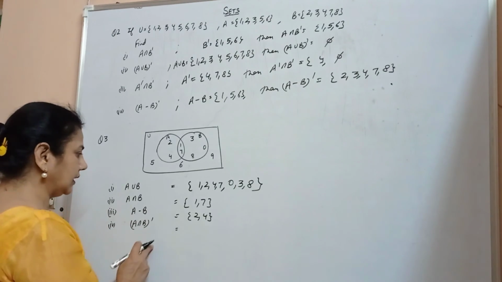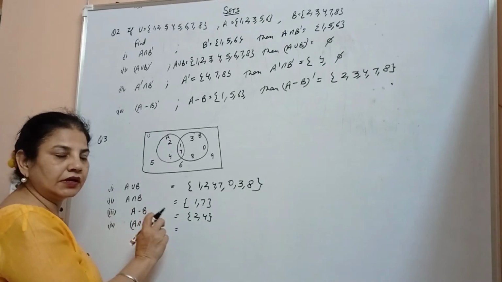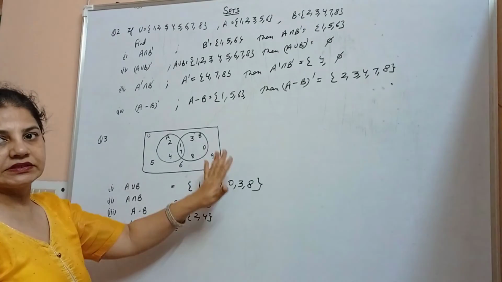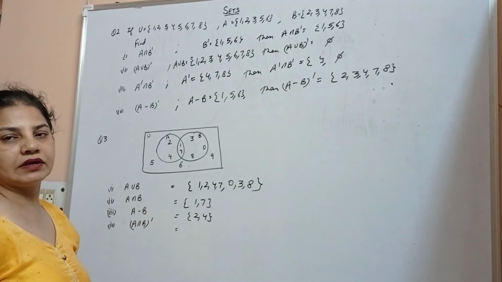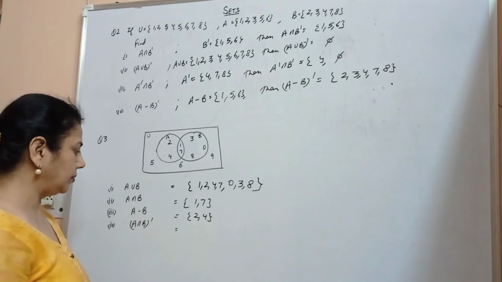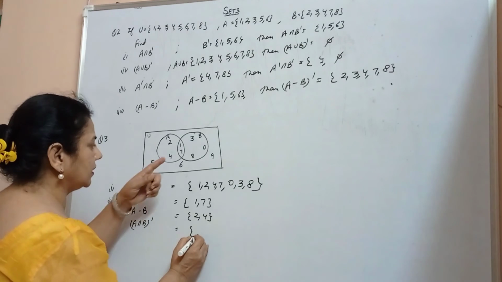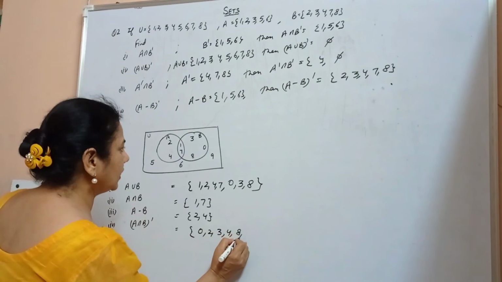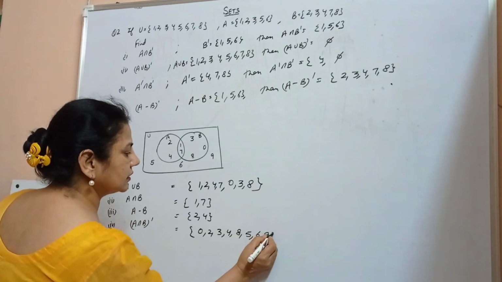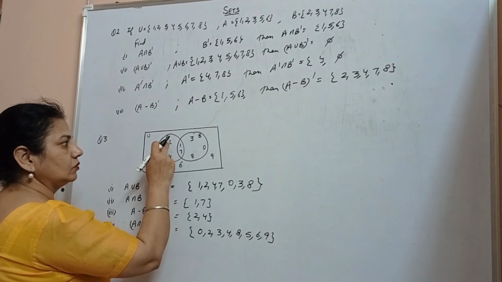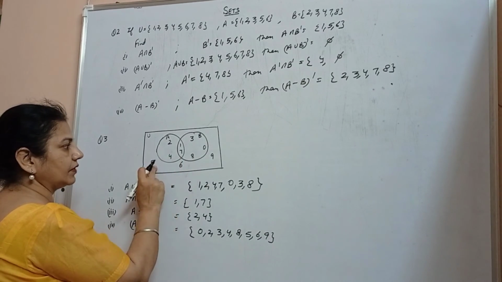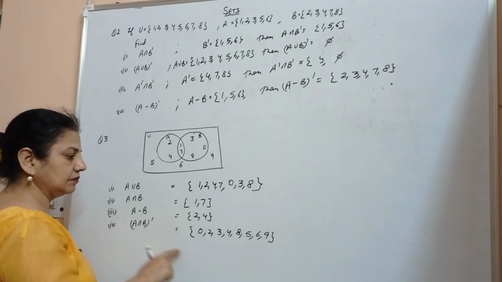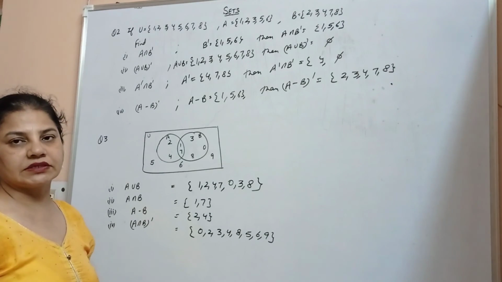A intersection B complement. A intersection B I already calculated. Its complement means excluding 1 and 7, all the elements in this universal set will be A intersection B complement. So all the elements here I will take: 0, 2, 3, 4, 8, 5, 6, 9. All the elements except 1 and 7 come in A intersection B complement.